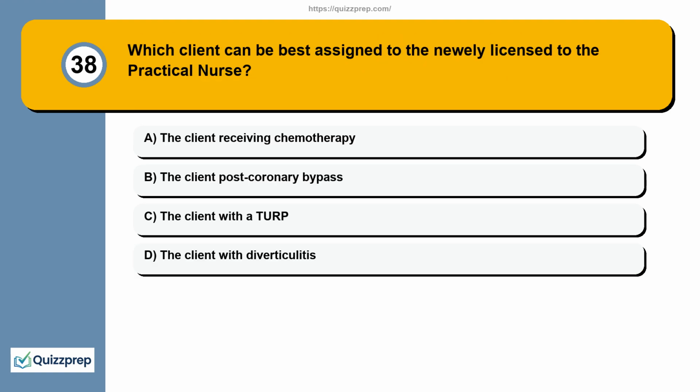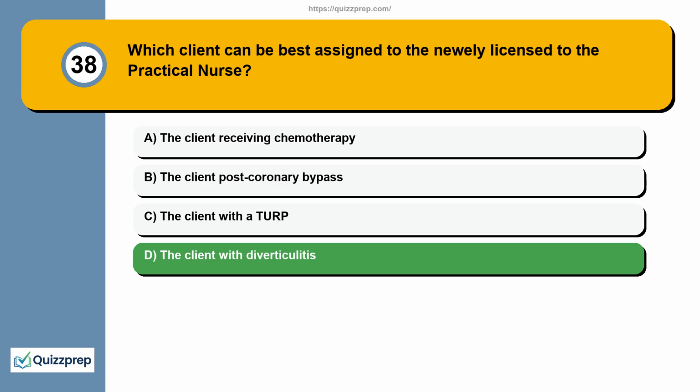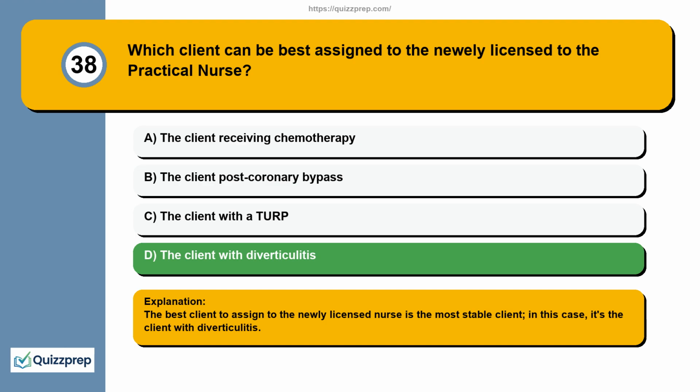Question 38. Which client can be best assigned to the newly licensed practical nurse? The client receiving chemotherapy, the client post-coronary bypass, the client with a TURP, the client with diverticulitis. The best client to assign to the newly licensed nurse is the most stable client. In this case, it's the client with diverticulitis.